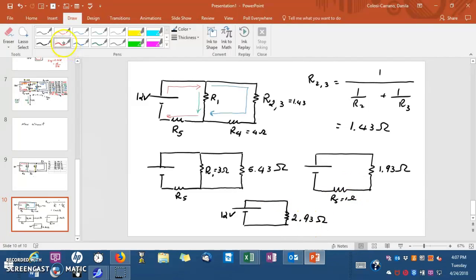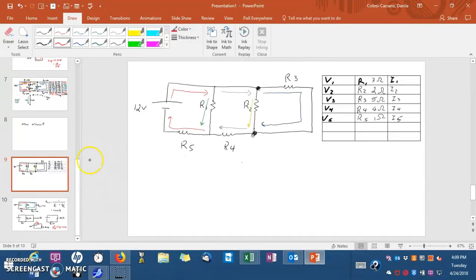From this point on, you can now calculate your equivalent current as V over R equivalent. So at this point, you will find that your I equivalent is given by 4.096 amps. With this value, you know this value here. So your next task will be to go back to this picture and mark down which current you were talking about.